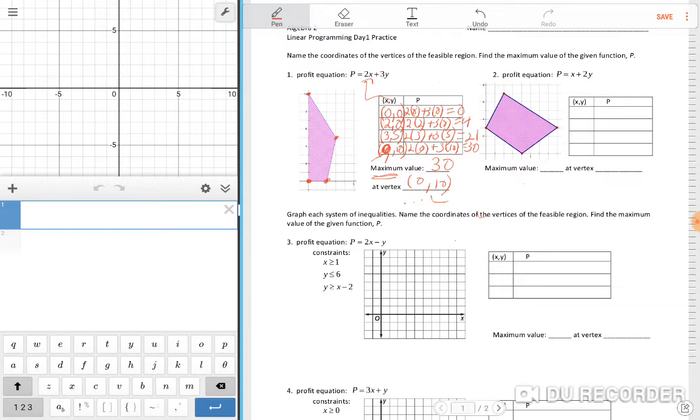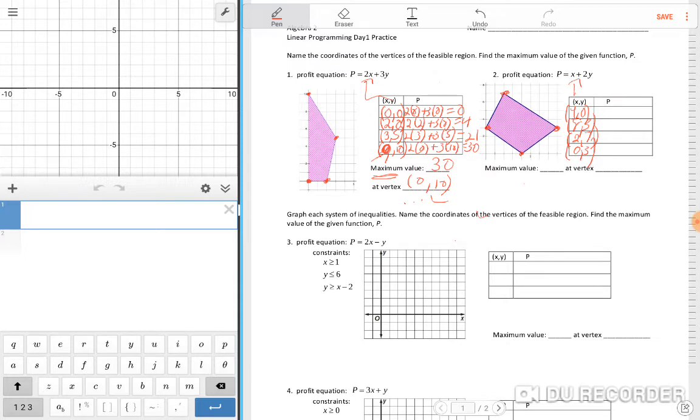This next one here, our corners are at 4, 0. And we got one at 8, 3. And we got one at 2, 7. And we got one at 0, 3. So again, let's take turns plugging these in here.